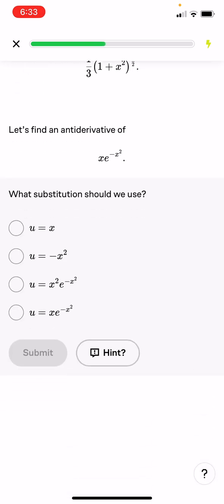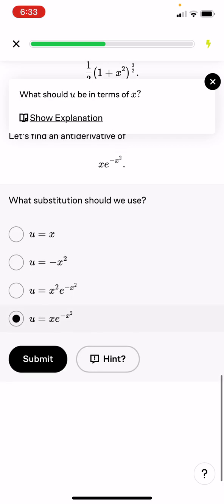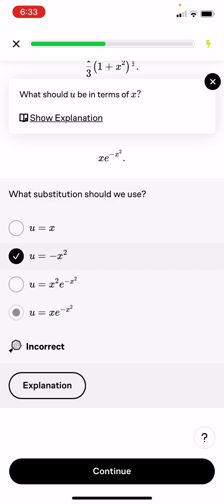Let's find the antiderivative of x e to the negative x to the second. What substitution should we use? So, u should equal, would it just be the same? Negative x to the second. Why is that?